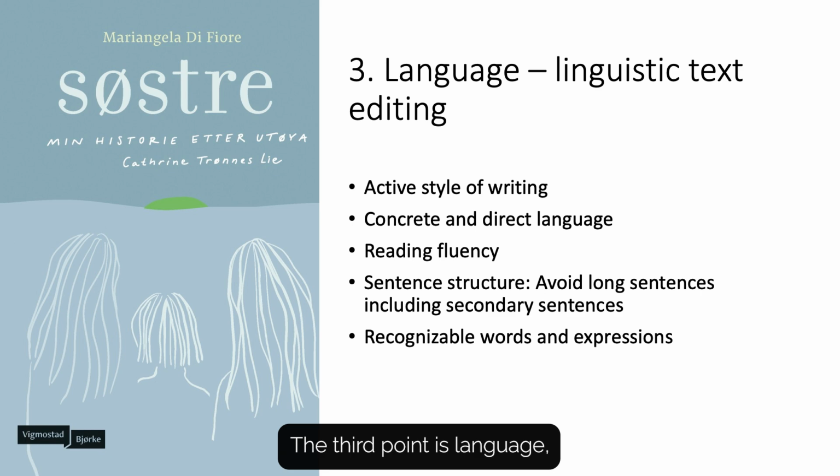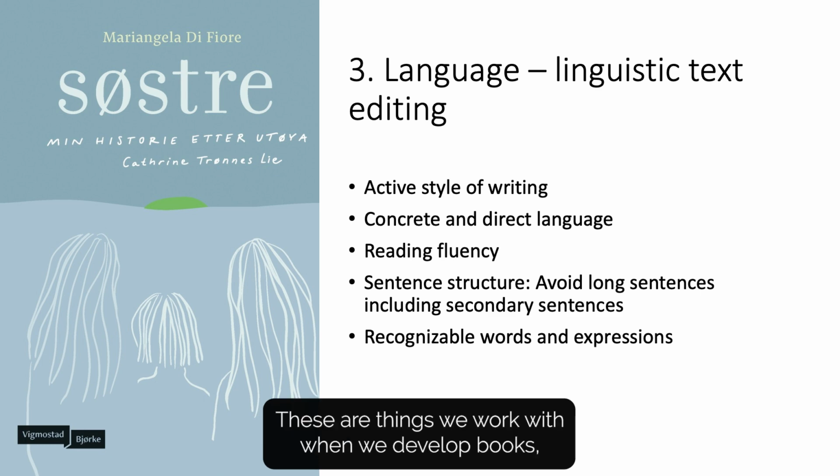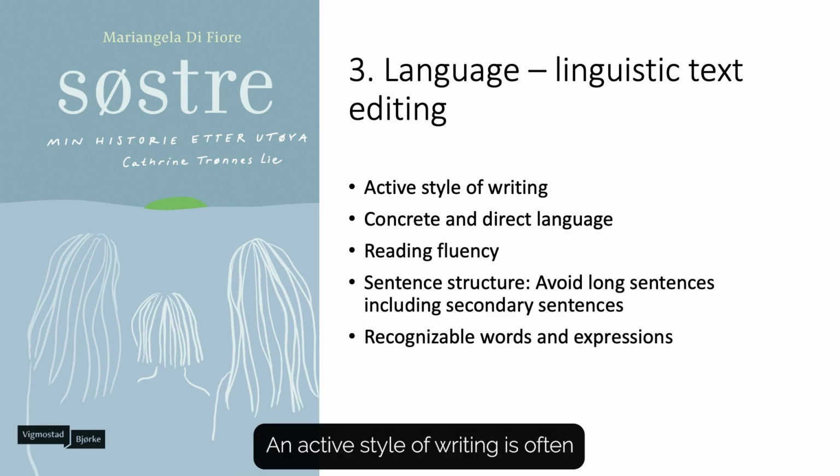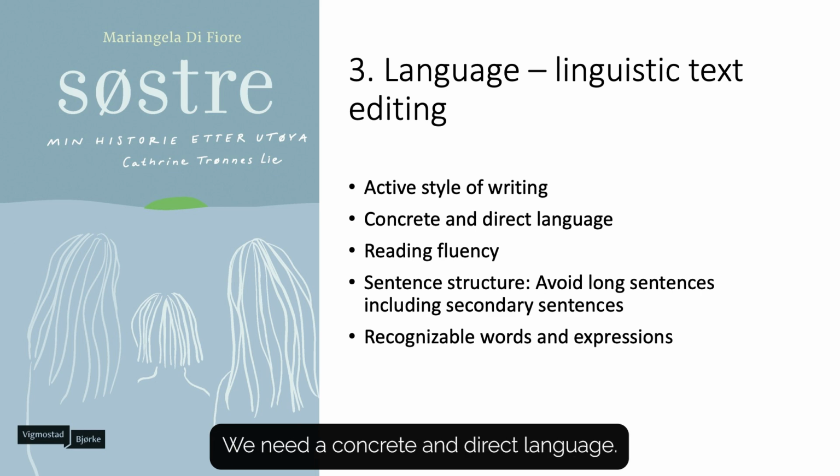The third point is language, or the linguistic text editing part. And here it's the same thing. These are things we work with when we develop books, but you can also look for them in books that already exist. An active style of writing is often so much better than a passive style. We need a concrete and direct language.